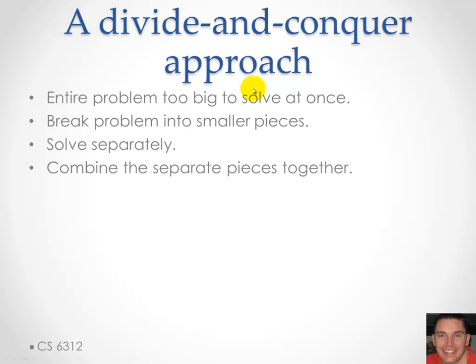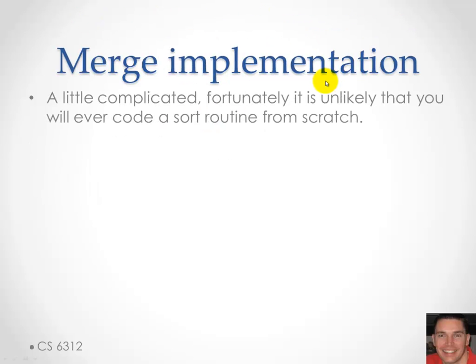The merge sort does this by taking our original list, breaking it in half, taking those, breaking it in half, till we get down to a list that we know how to solve the problem. That's a list of size 1. Then we start combining these solutions back together to solve our problem. Again, that's a divide and conquer approach.